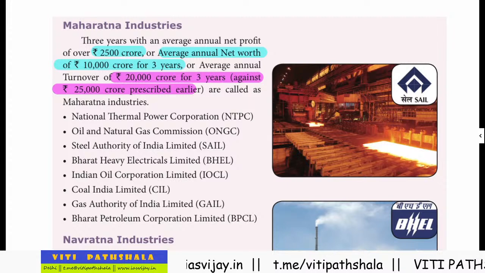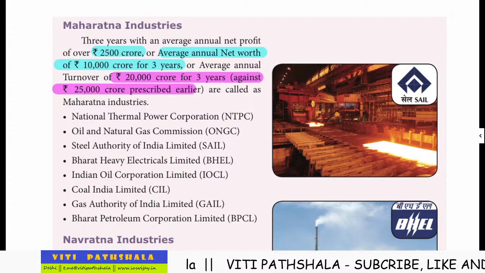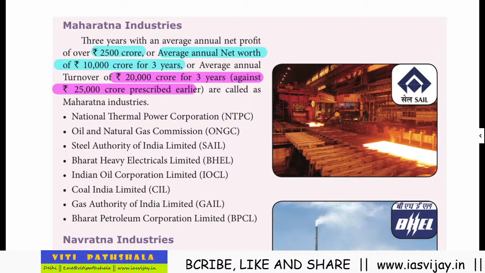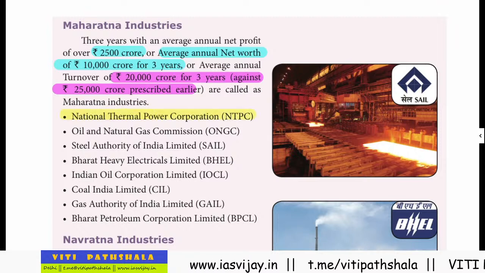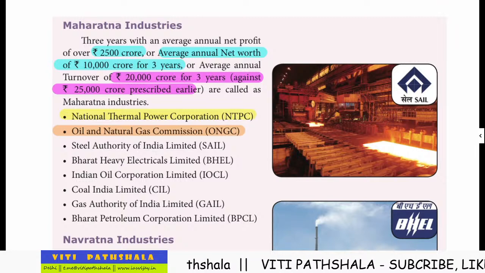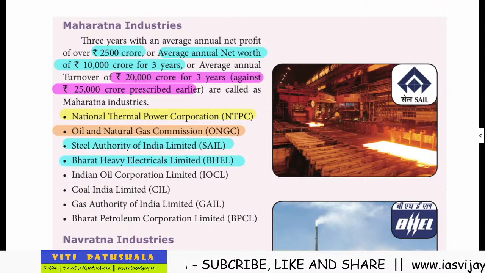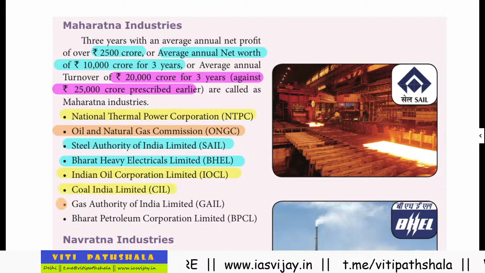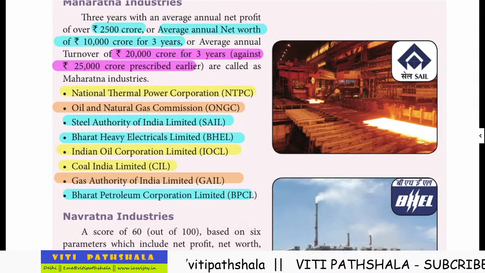These we will call the Maharatna industries. Examples: these are the 8 industries, you have to remember all of them. They include the National Thermal Power Corporation NTPC, Oil and Natural Gas ONGC, Steel Authority of India, Bharat Heavy Electricals Limited, Indian Oil Corporation, Coal India Limited, the Gas Authority of India Limited, and the Bharat Petroleum Corporation Limited.